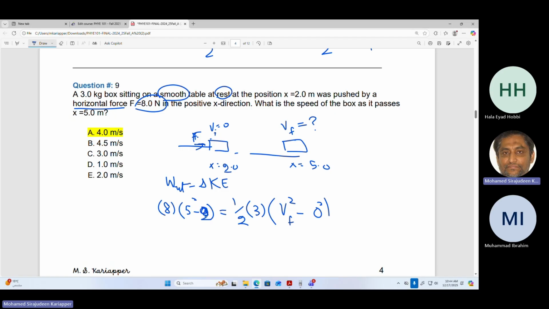Okay, right. 8 multiplied by 5 minus 2 is 8 into 3, equal to half into 3 times Vf squared, and the initial term is 0. Now 3 cancels with 3. The 2 comes here and it becomes 16. 16 is equal to Vf squared. You know what it gives? Vf is equal to 4. You don't even need a calculator for this.